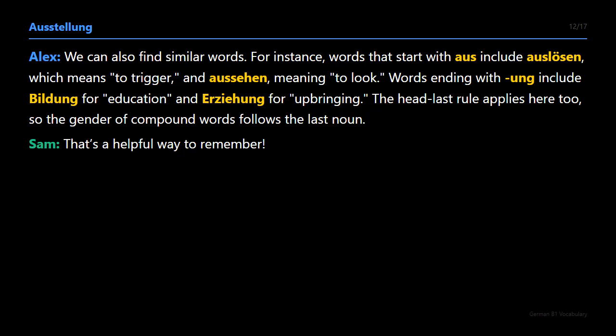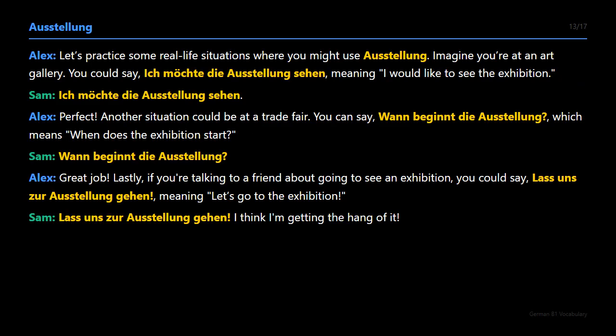Let's practice some real-life situations where you might use Ausstellung. Imagine you're at an art gallery. You could say, Ich möchte die Ausstellung sehen, meaning I would like to see the exhibition. Ich möchte die Ausstellung sehen.